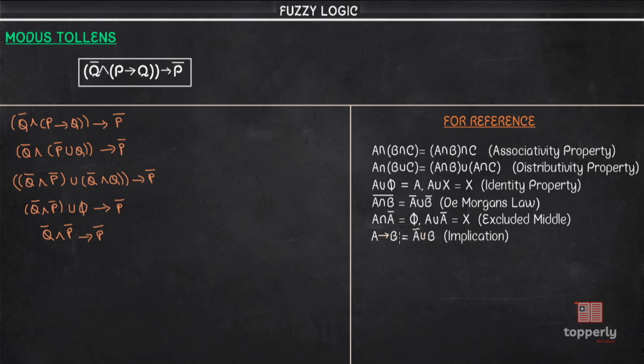Now once again apply implication. We have Q bar conjunction P bar, the whole bar union P bar.